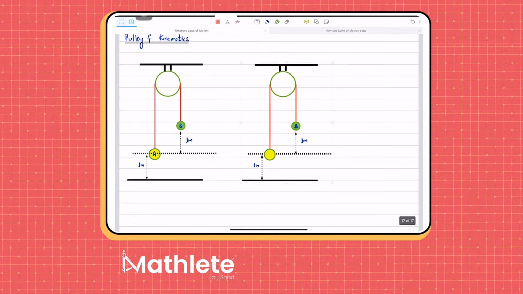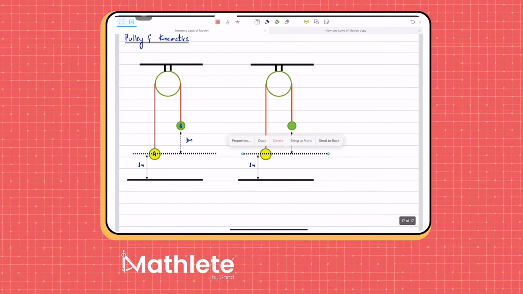What will happen as soon as the system is released? Question for you guys. A will go further down, sir. A will go down, and if A goes down, what happens to B? B goes up. Okay, so as soon as we release the system from equilibrium, here's what happens.